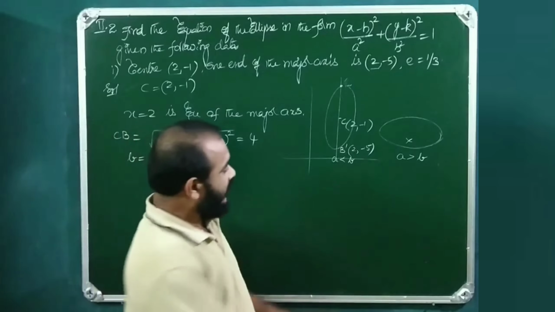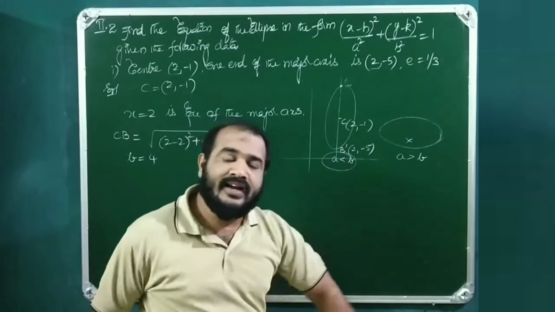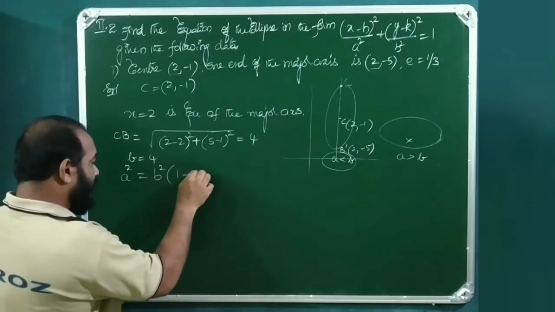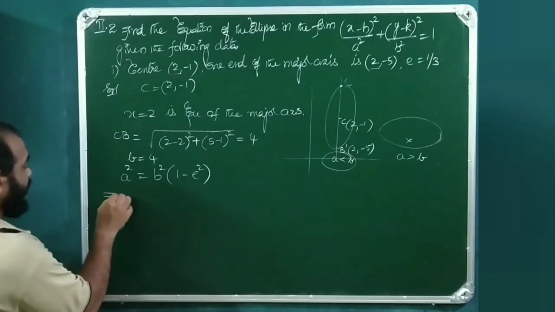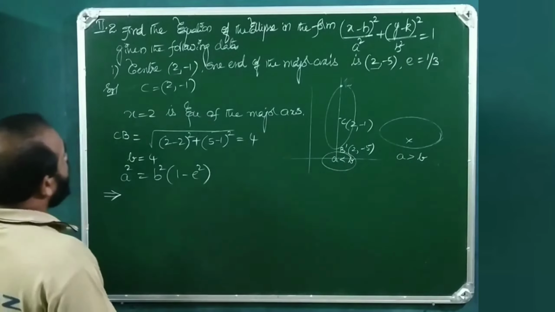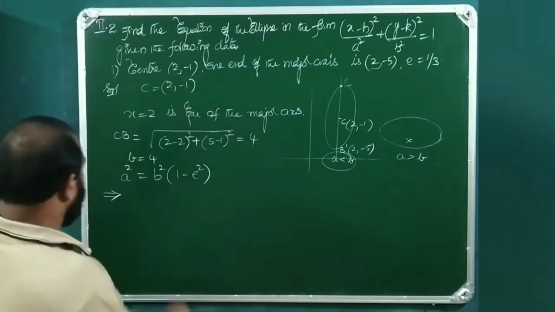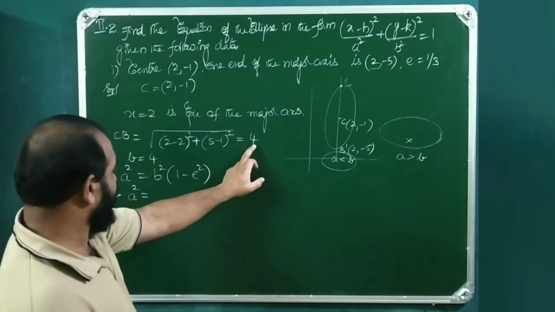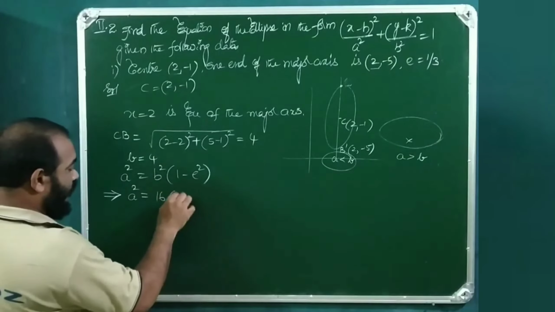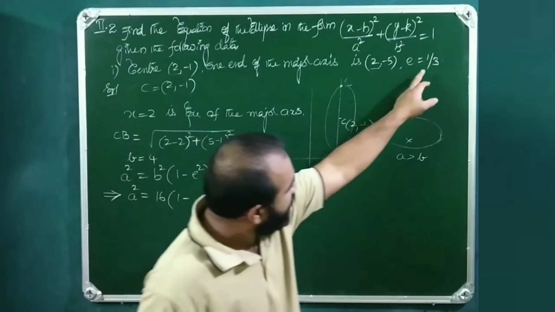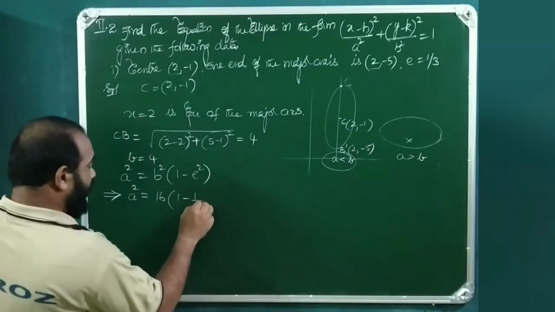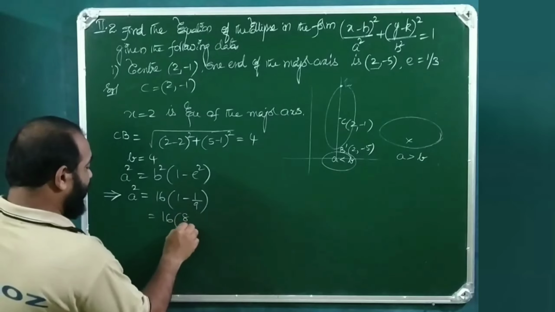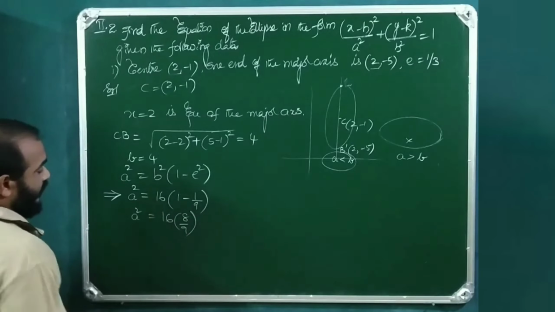So for the ellipse with a less than b, the condition is a square equals b square into (1 minus e square). So a square is equal to b square, where b is 4. 4 squared is 16, into 1 minus the value of e, which is given as 1 by 3. 1 by 3 whole square is 1 by 9. So 16 into (9 minus 1) by 9, which is 8 by 9. This is our a square.